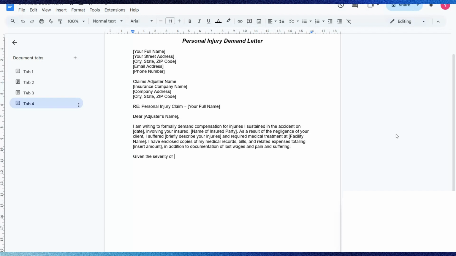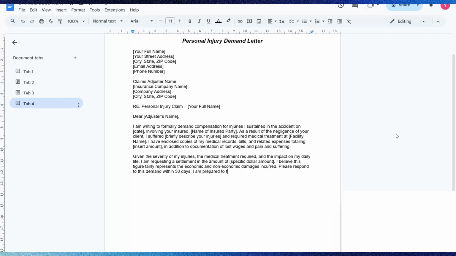Given the severity of my injuries, the medical treatment required and the impact on my daily life, I am requesting a settlement in the amount of specific dollar amount. I believe this figure fairly represents the economic and non-economic damages incurred. Please respond to this demand within 30 days. I am prepared to take further legal steps if a fair resolution cannot be reached. Sincerely, your signature, your typed name."